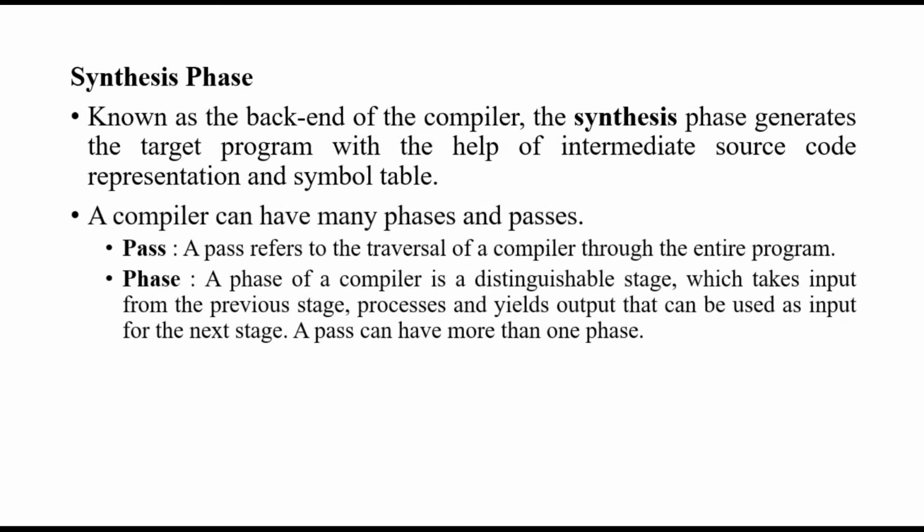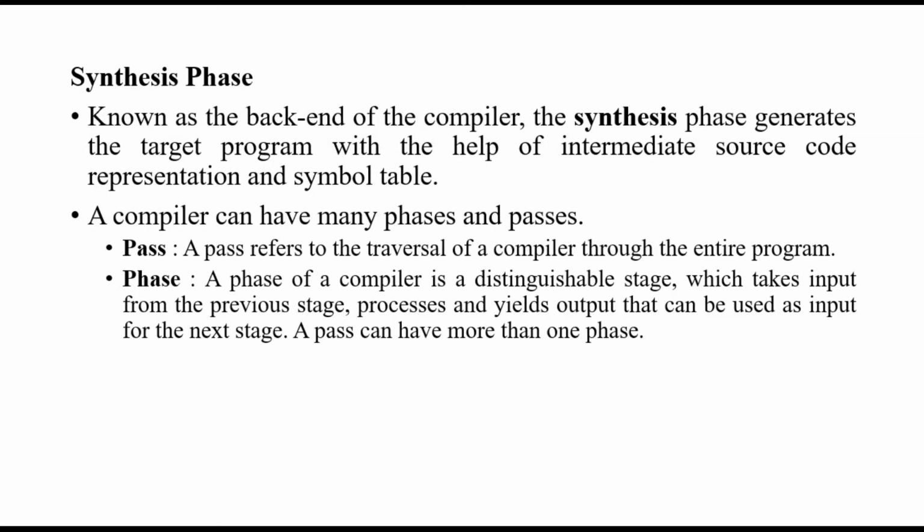So a compiler can have many phases and passes. What is the difference between pass and phase? We already discussed pass in our previous video. A pass refers to the traversal of a compiler through the entire program. According to passes, we have divided compilers into three different types: single pass compiler, two pass compiler, and multi-pass compiler.